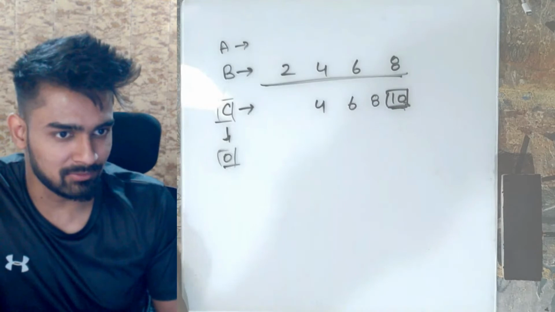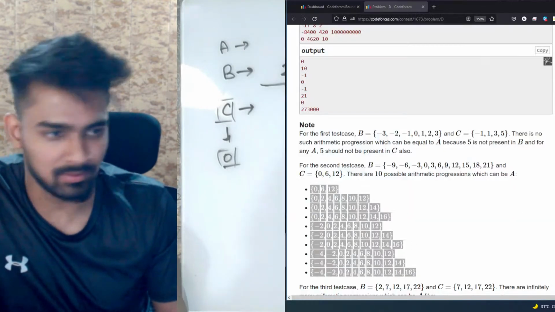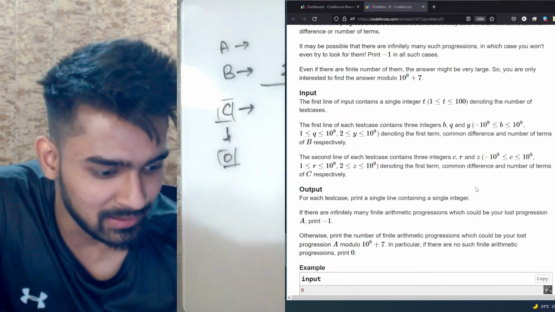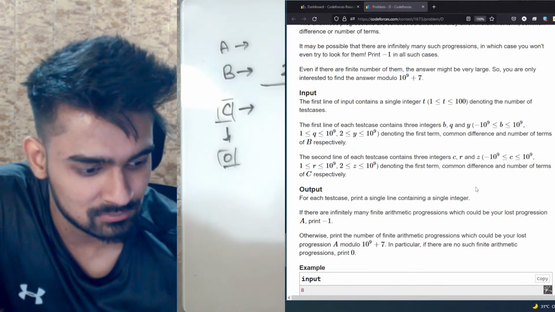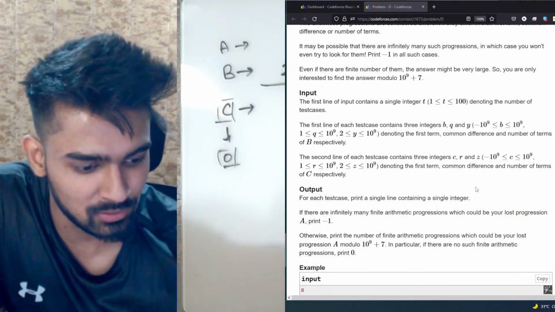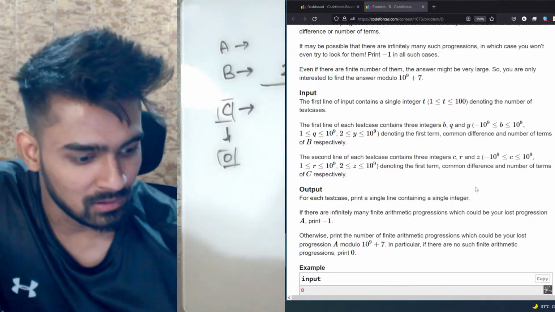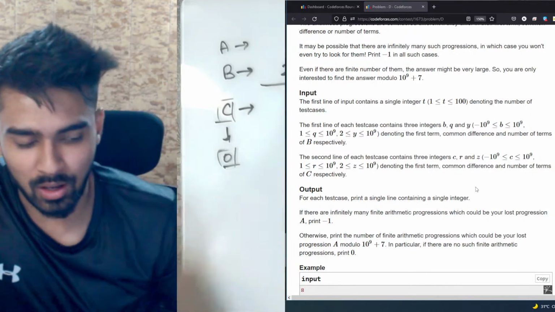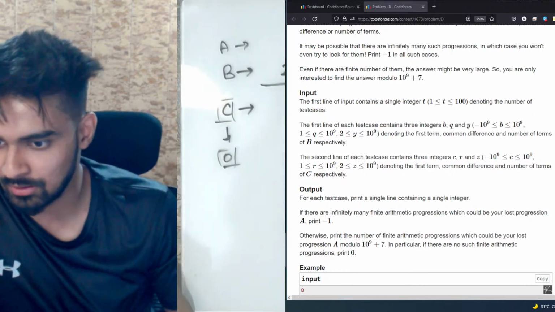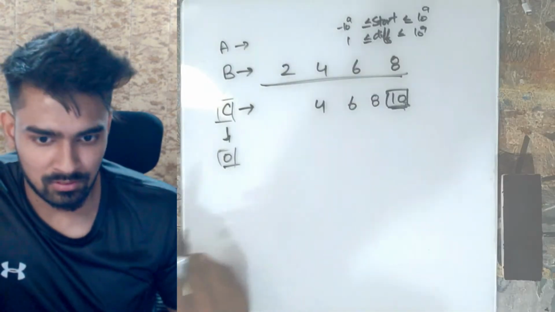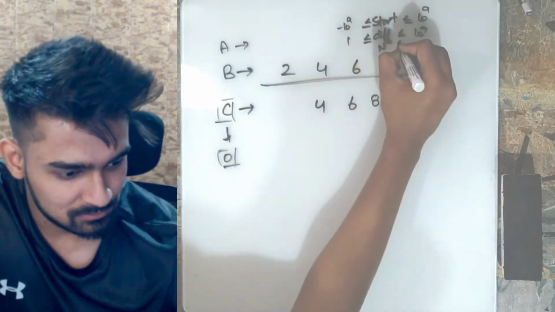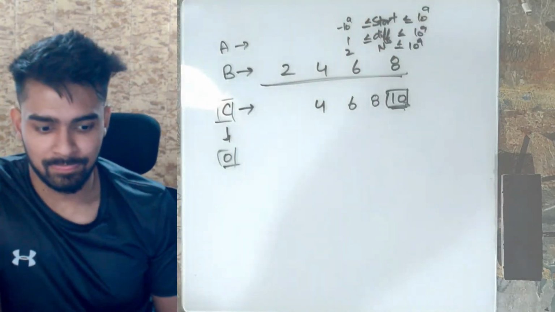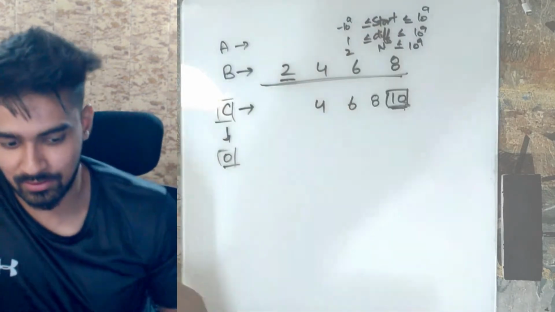But let me also write the constraints. The starting value can be from -10 to the power 9 to 10 to the power 9. The difference can be from 1 till 10 to the power 9. And n can be from 2 till 10 to the power 9. And you're given the starting value, the difference value, and n.